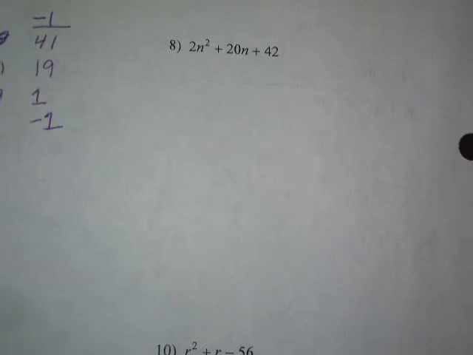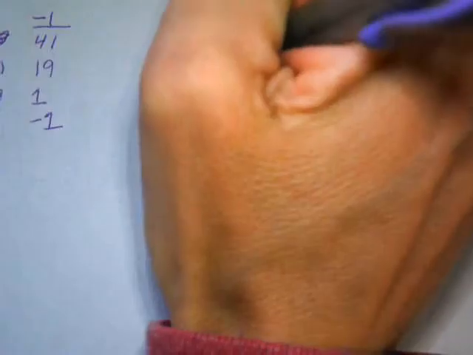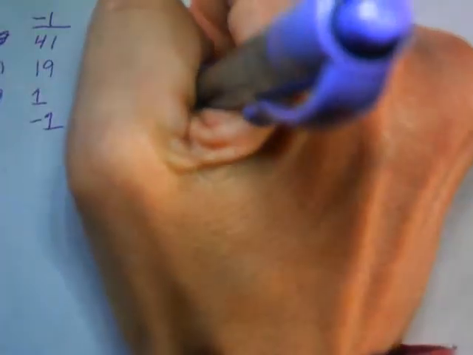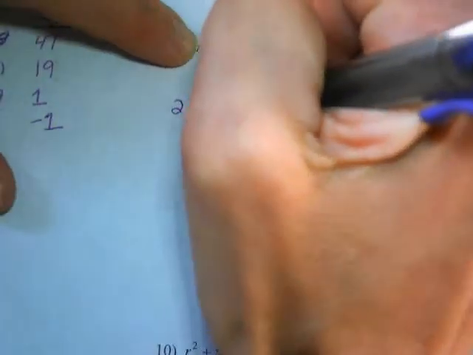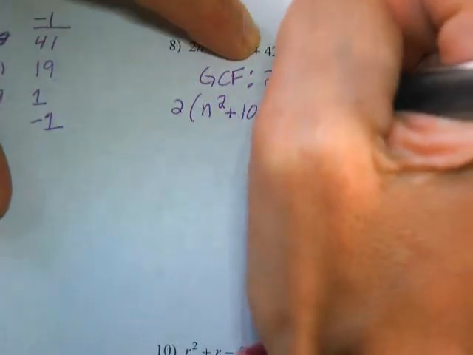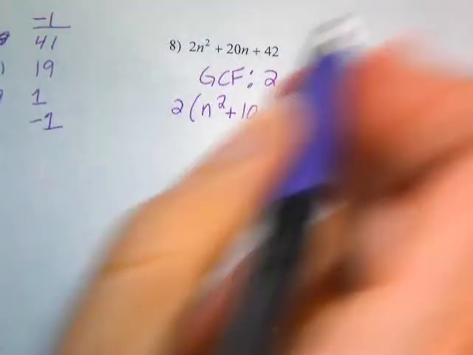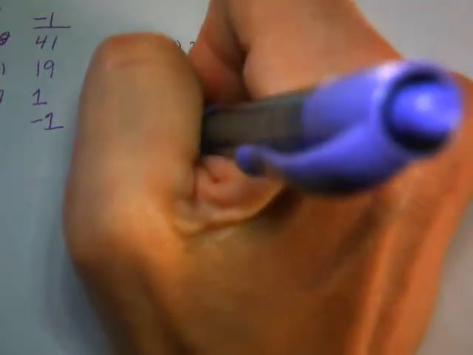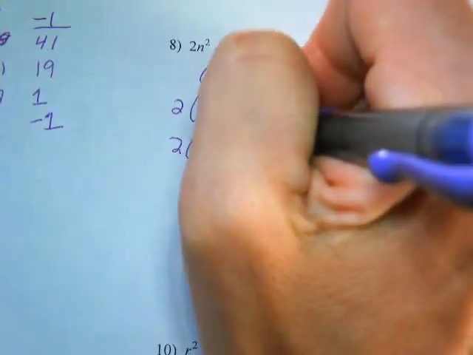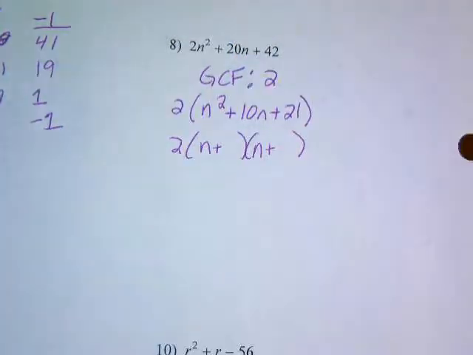Number 8, 2n squared plus 20n plus 42. So we do have a GCF here. We need to factor out a 2. So we get n squared plus 10n plus 21. We have a plus and a plus. These are the easiest ones. They just feel more straightforward.